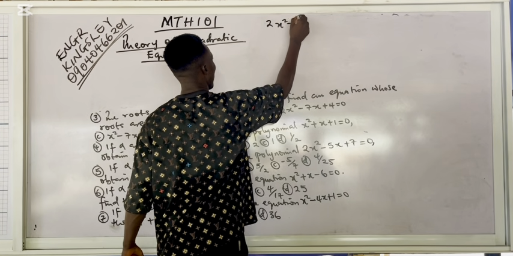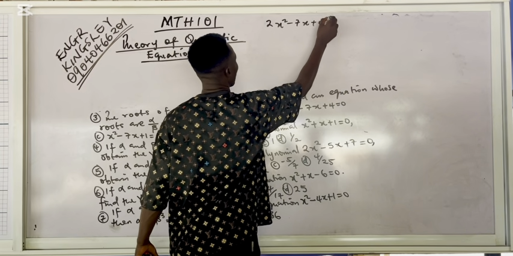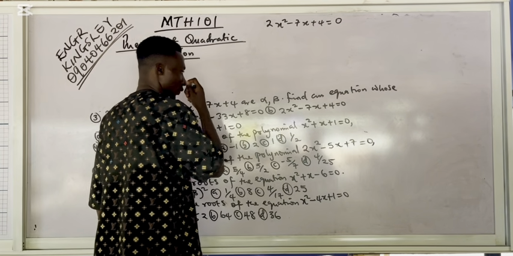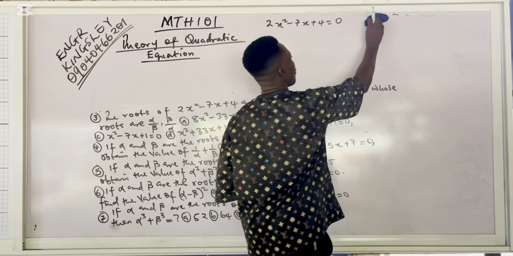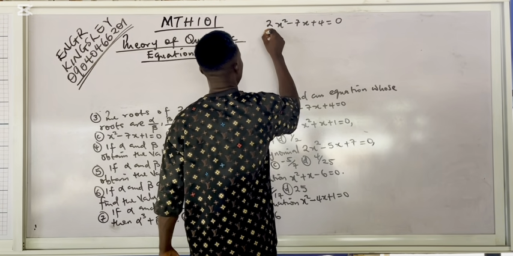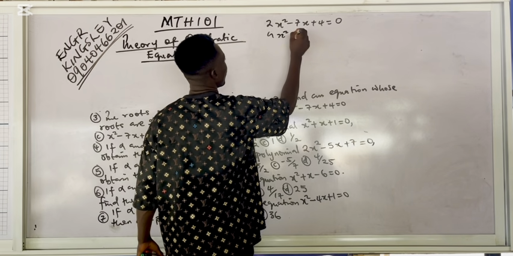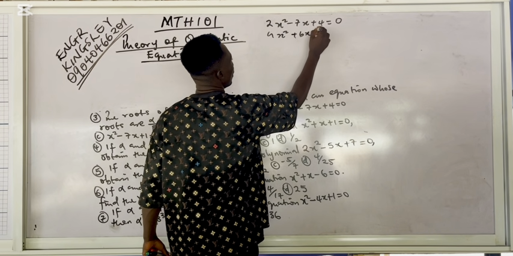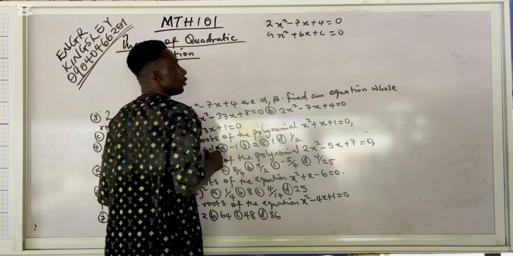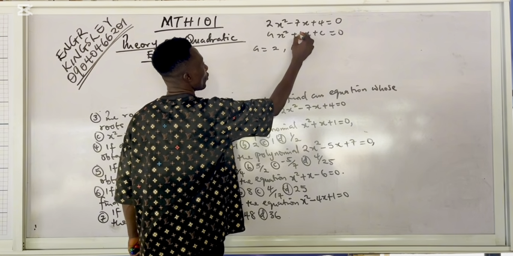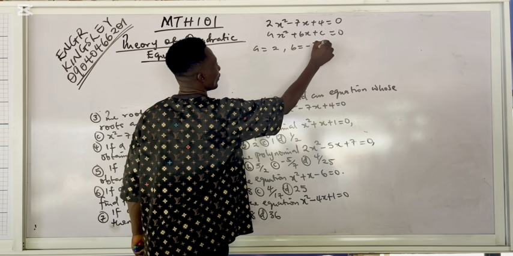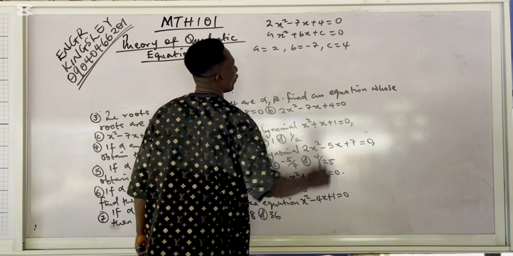2x squared minus 7x plus 4 equal to 0. Okay, you get the value of alpha and get the value of beta. How are you going to do it? With the same step, you identify the coefficients of A, B and C by having A to be equal to 2, B to be equal to minus 7, and C to be equal to 4.